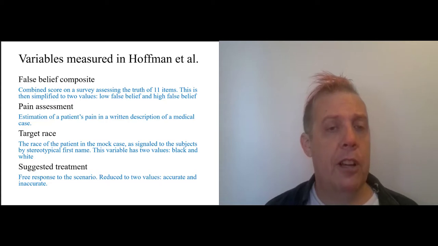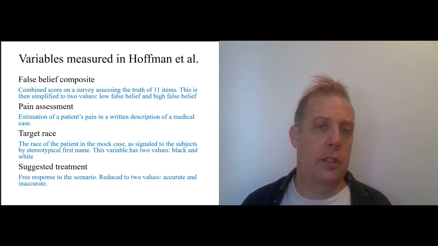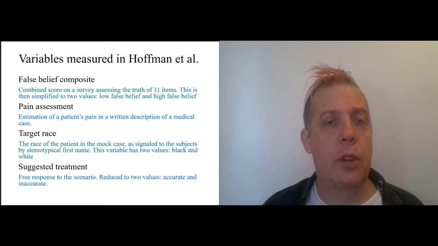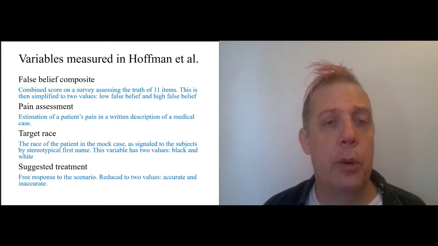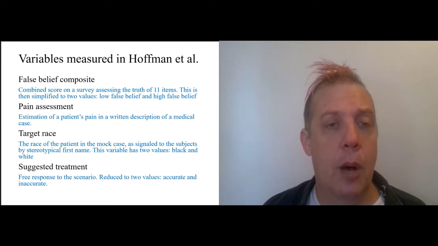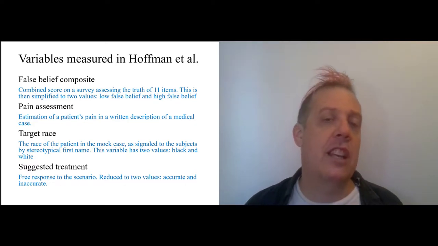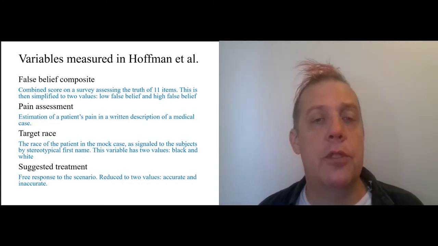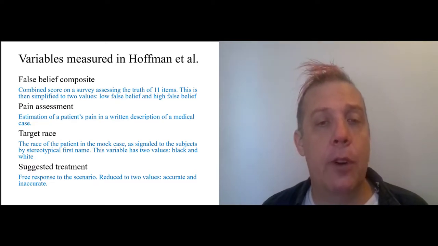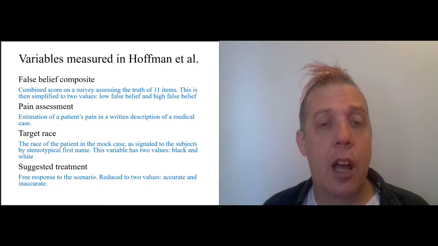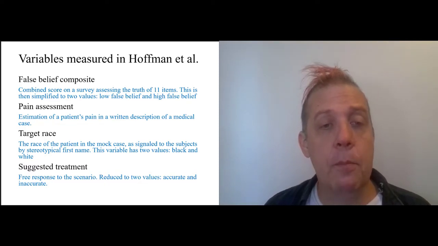So the variables measured in this one become more complicated. What Hoffman et al. put together is what they call a false belief composite score, a combined score on a survey assessing the truth of 11 items, and this then gets simplified down to two values: low false belief and high false belief. And then this is compared with pain assessment and suggested treatment, as well as the target race.